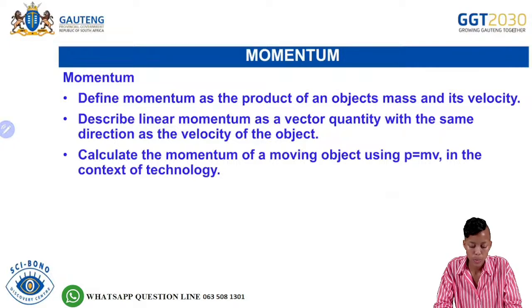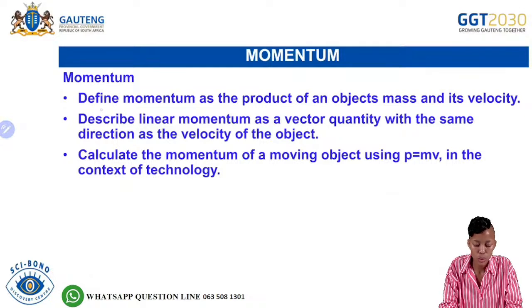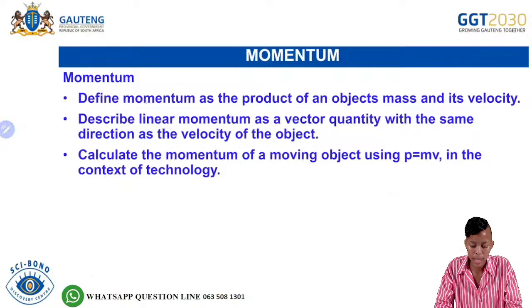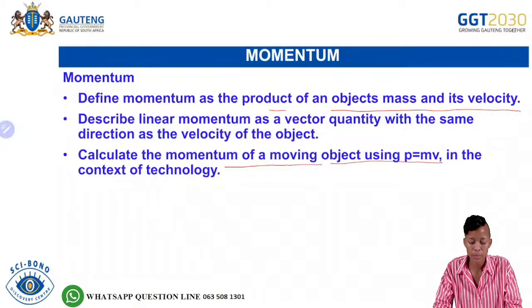Right, so according to your examination guidelines, under momentum, we need to know how to define momentum as the product of an object's mass and its velocity. Then we need to describe linear momentum as a vector quantity with the same direction as the velocity of the object. Then we need to calculate the momentum of a moving object using p = mv.